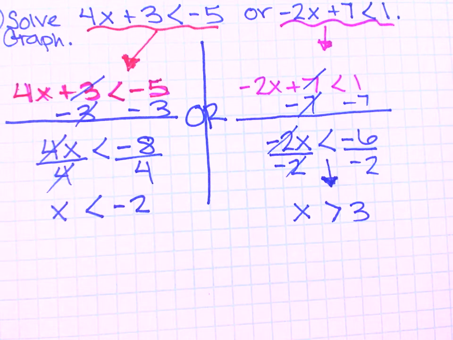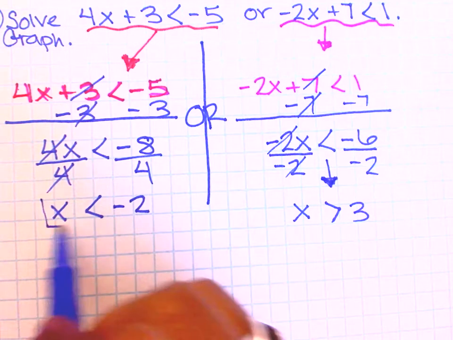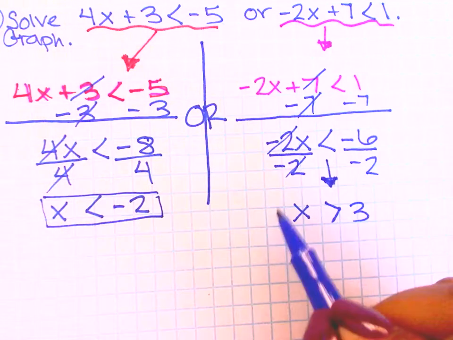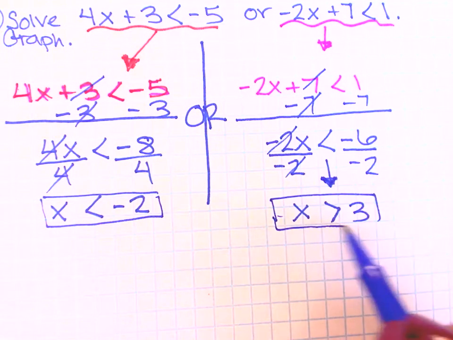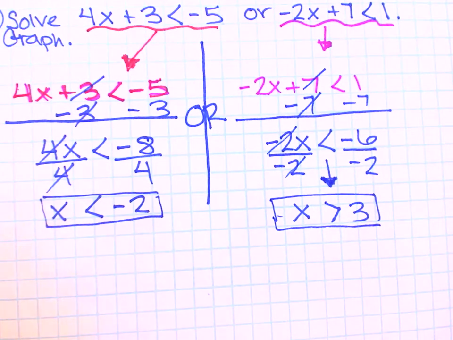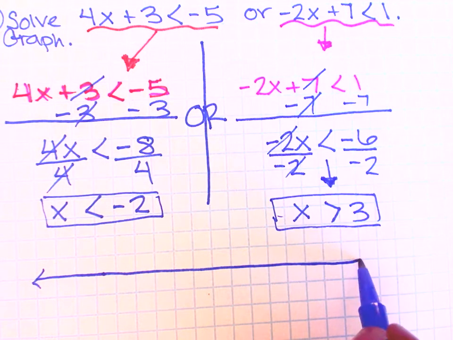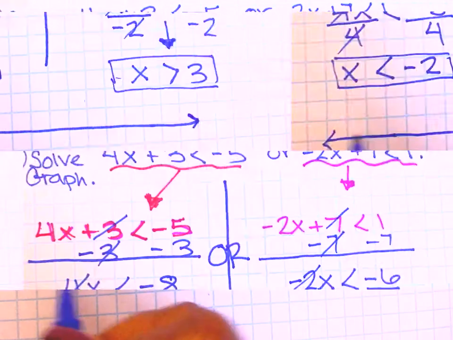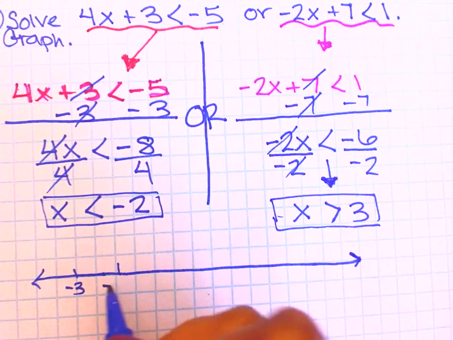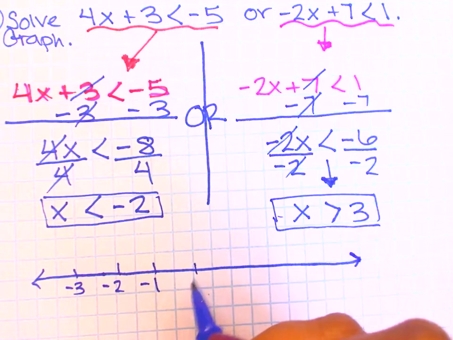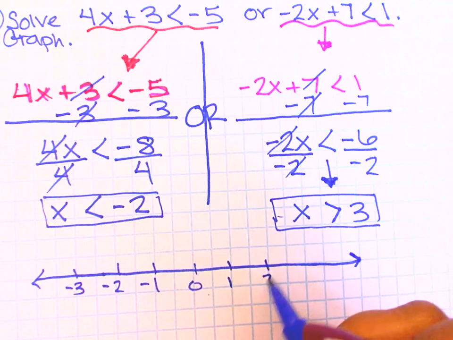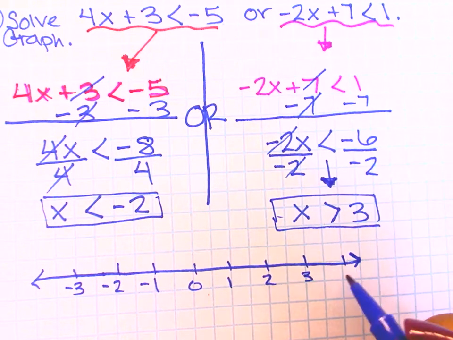So the last thing they asked me to do now, since I've solved x is less than -2 and x is greater than 3, they asked me to graph it. Easy, I can do that. I'm going to draw my line. I'm going to go -3, -2, -1, 0, 1, 2, 3, 4.